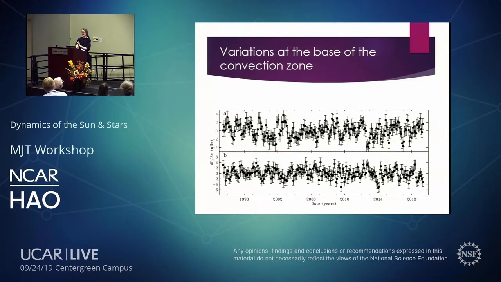So this is at the equator. The top row is just above, and the bottom row is just below the base of the convection zone. That is the result from GONG. You can see what would appear to be an oscillation in the first few years, and we can also see that there's nothing as periodic as that going on later on.